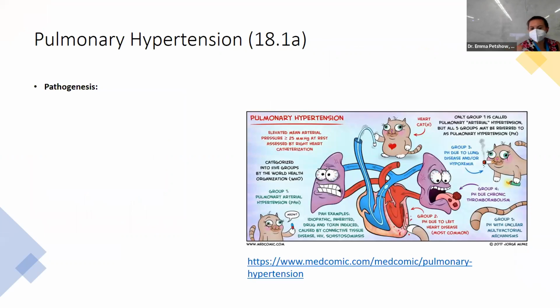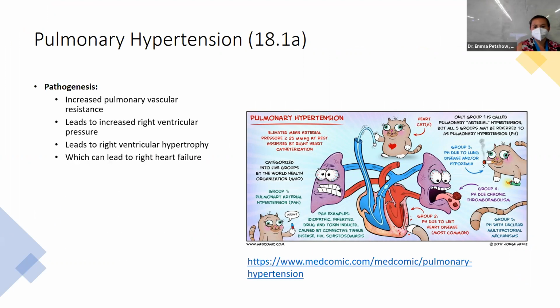I love MedComics. This is the website I got this picture from. You can actually subscribe and get, if you're into the comic things. PicMonic is also another one. But they can be helpful in describing pathogenesis or different conditions.